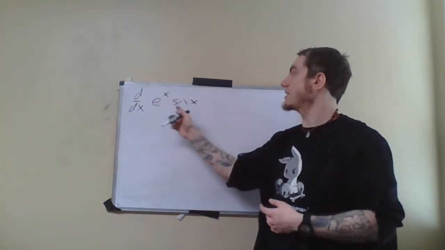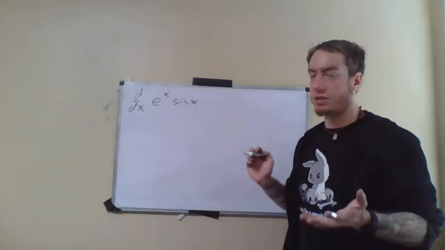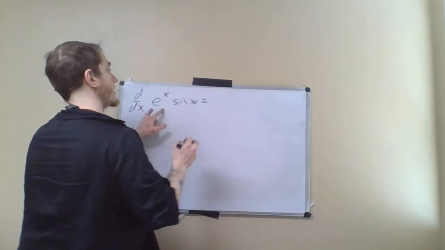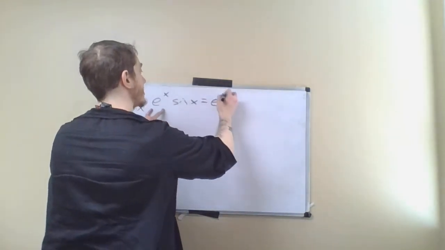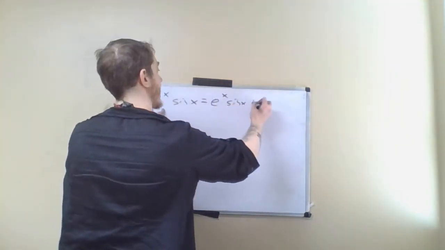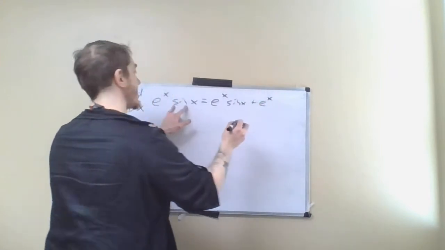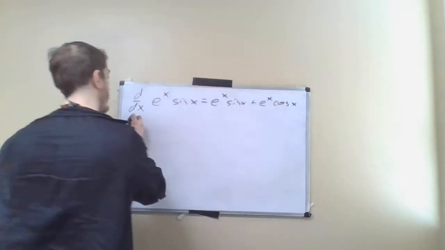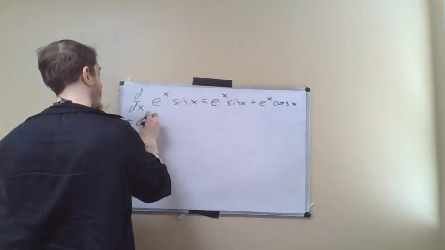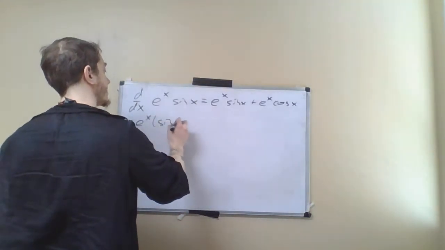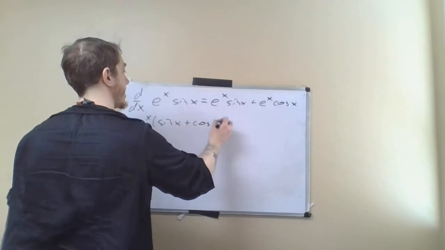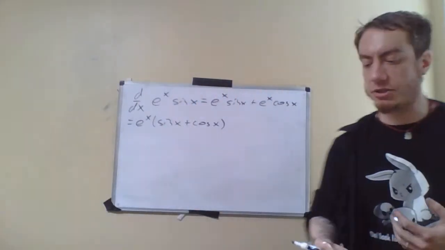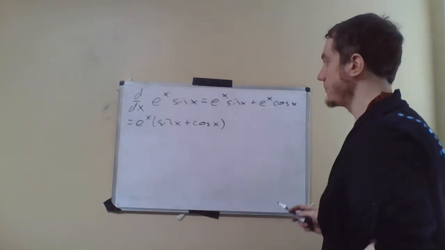This is one where I see I have a product, so I'm going to use the product rule. So the derivative of e to the x is still just e to the x. And then I'm going to have e to the x times the derivative of sine x, which is cosine x. So this is going to become e to the x times (sine x plus cosine x). And there we go. We've been able to do this one by using the product rule.